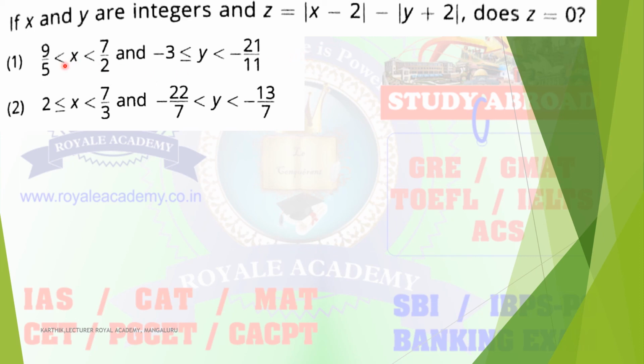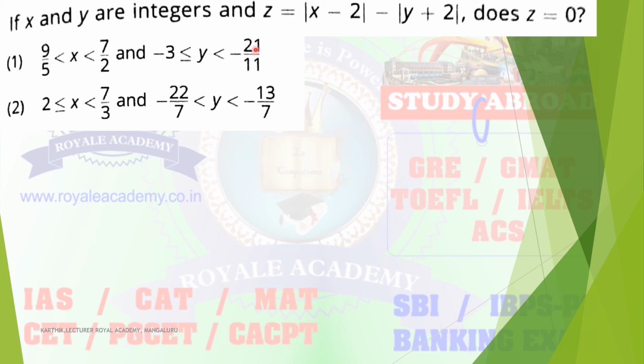So from the first statement, the x value falls in between which values? 2 to 3. Okay, the x value falls in between 2 to 3, and the y value falls in between minus 3 to minus 2.